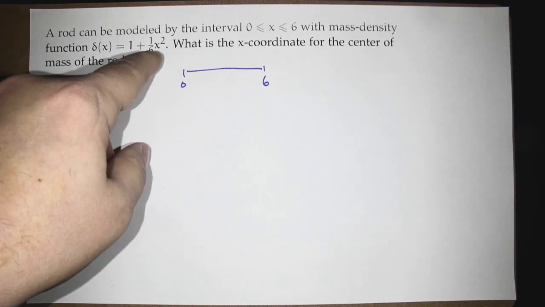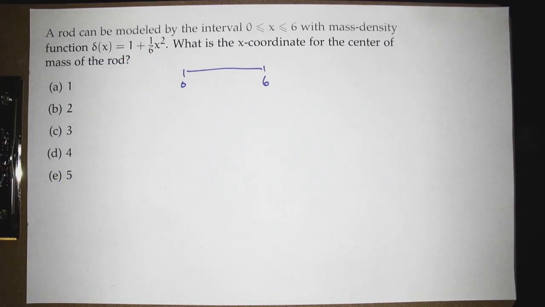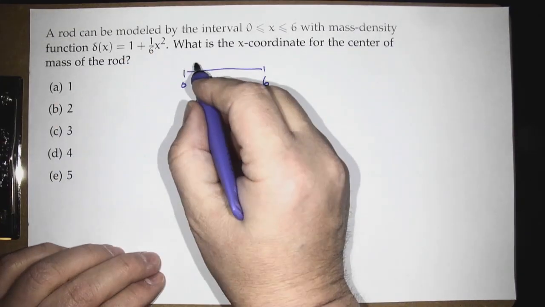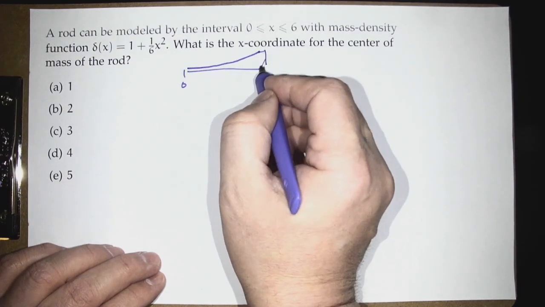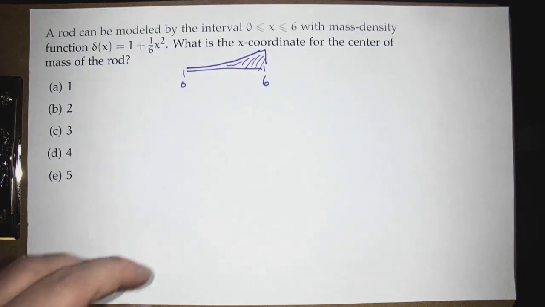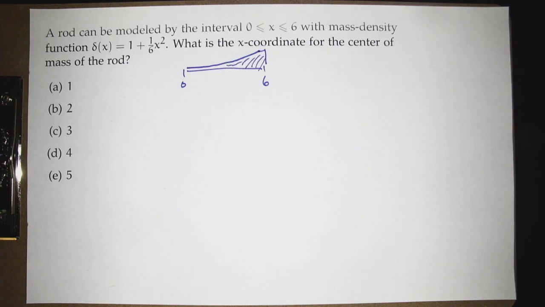Yeah, x squared gets bigger the larger x gets. So it's getting pretty big on this side. There's a lot more mass towards the right. So looking at our answers, we should think our center of mass should move towards where there's more mass. That's our intuition. So what does that narrow it down to?